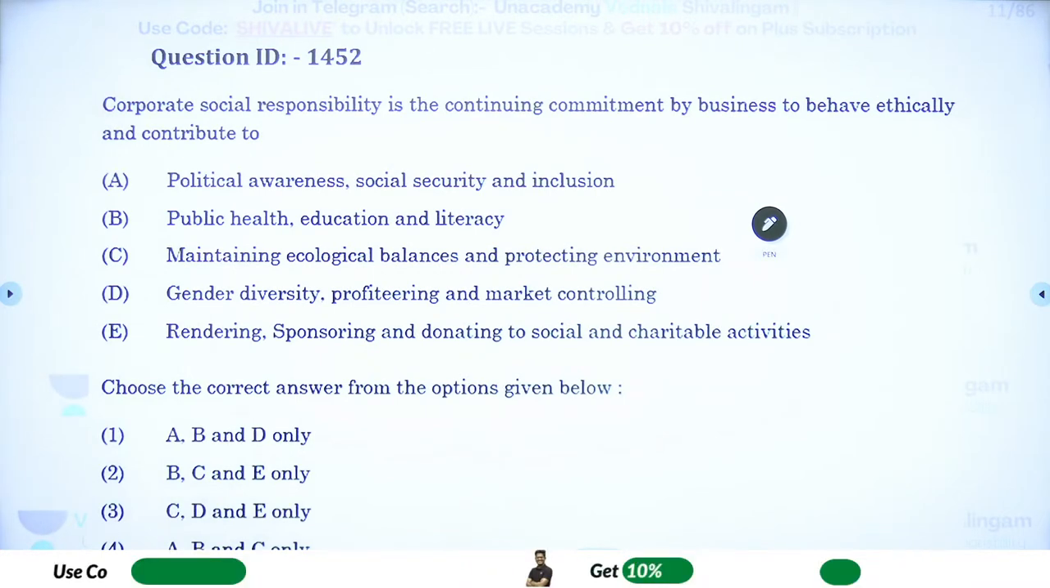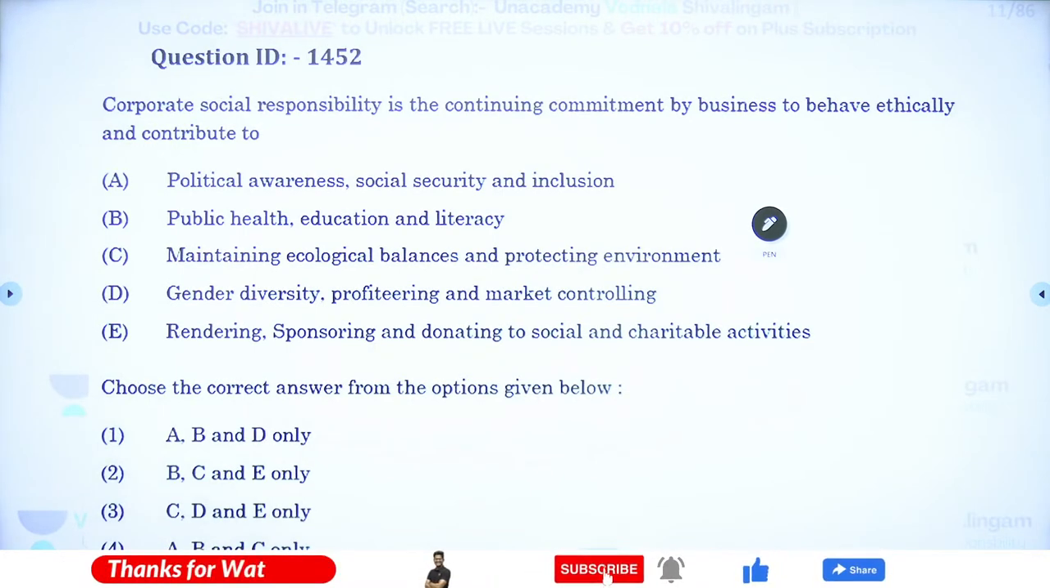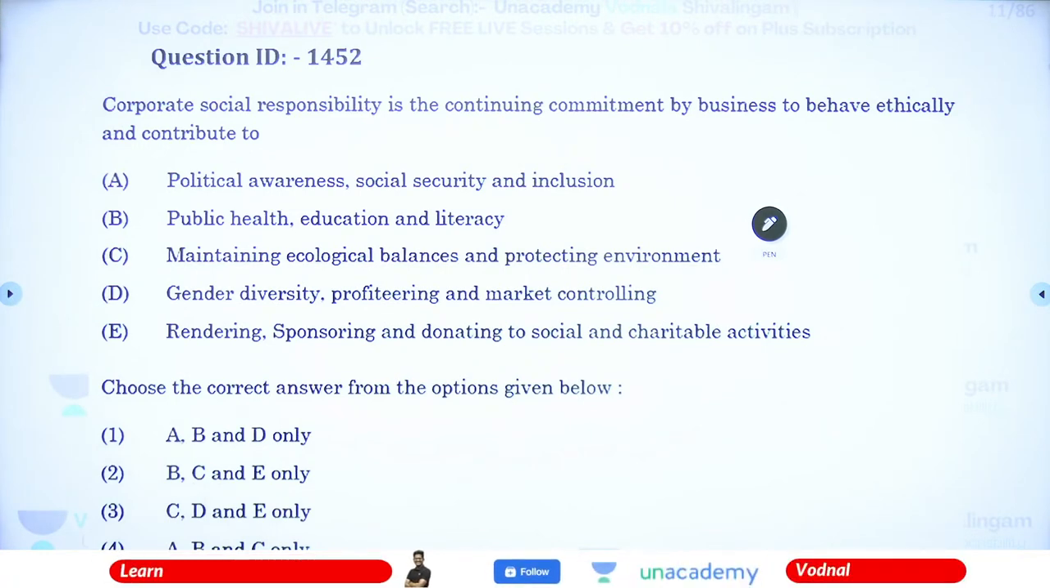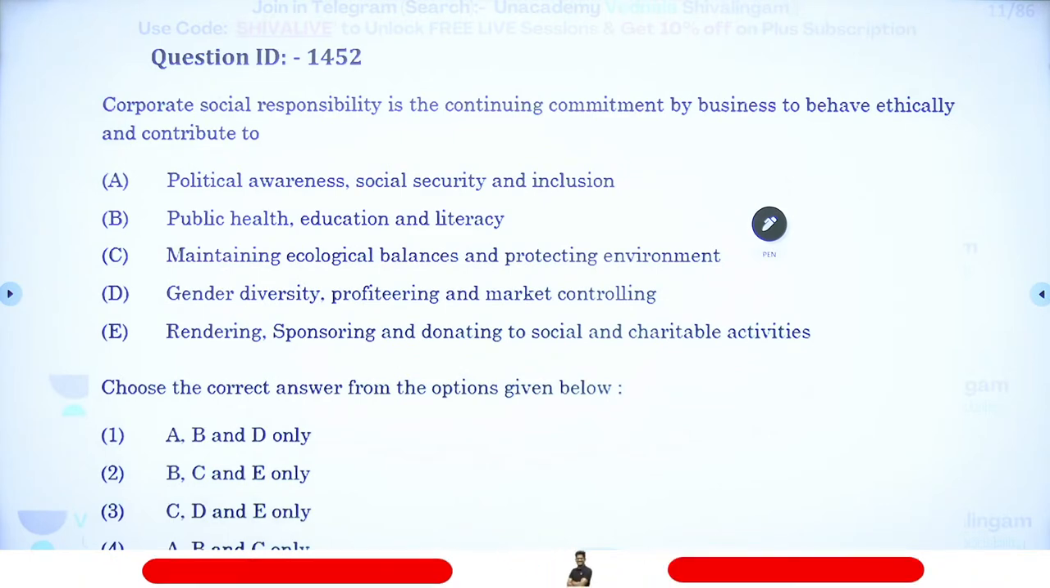Corporate social responsibility is the continuing commitment by business to behave ethically and contribute to political awareness and social security and inclusion, public health, education and literacy, maintaining ecological balances and protecting environment, gender diversity and profiteering, and market controlling, rendering, sponsoring, donating, social and charitable activities.